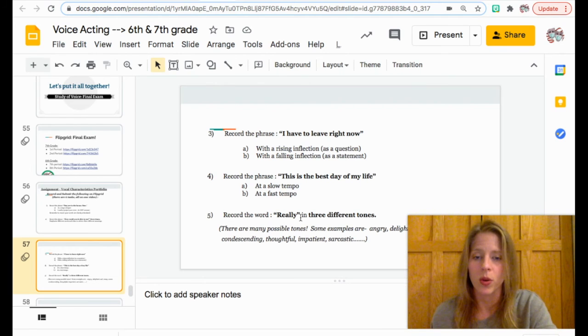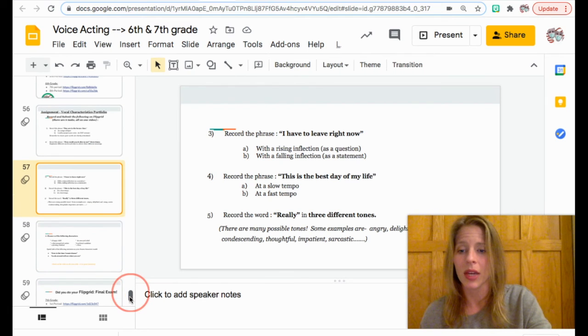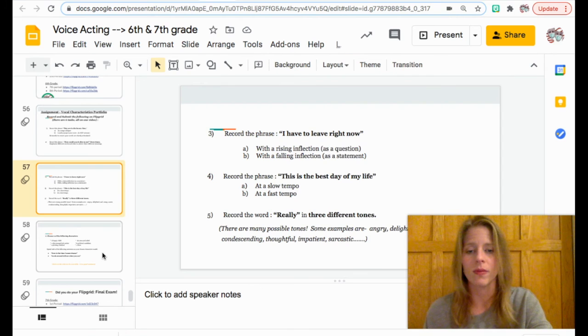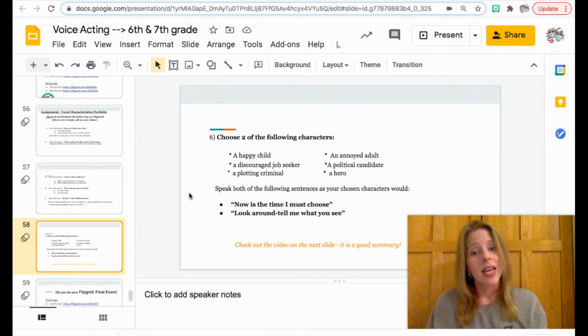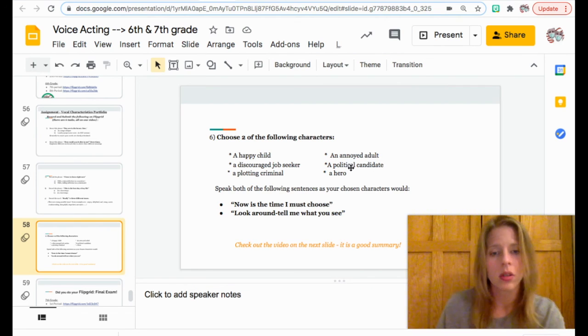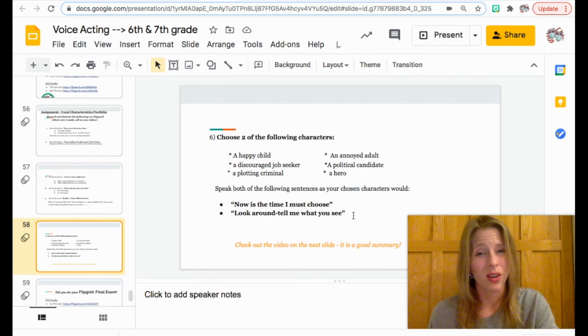And then you're going to record the word really in 3 different tones. Okay, so I give you some ideas of some different tones you can apply to that, like angry, delighted, condescending, thoughtful. All right, and then the last thing you're going to do, number 6, is to choose 2 of the following characters. So a happy child, annoyed adult, a political candidate, etc. And you're going to speak those 2 lines, okay, for each of the characters.